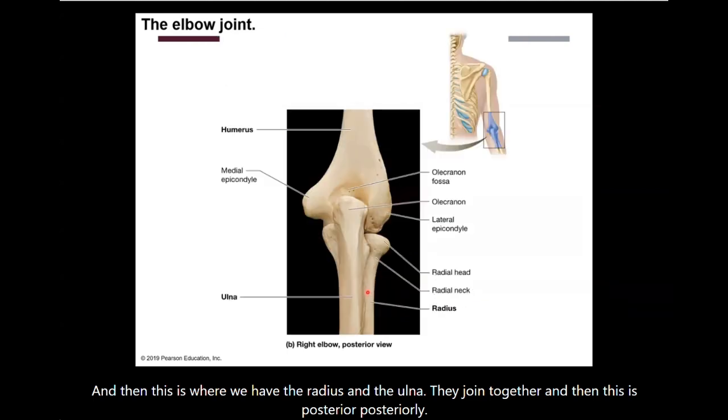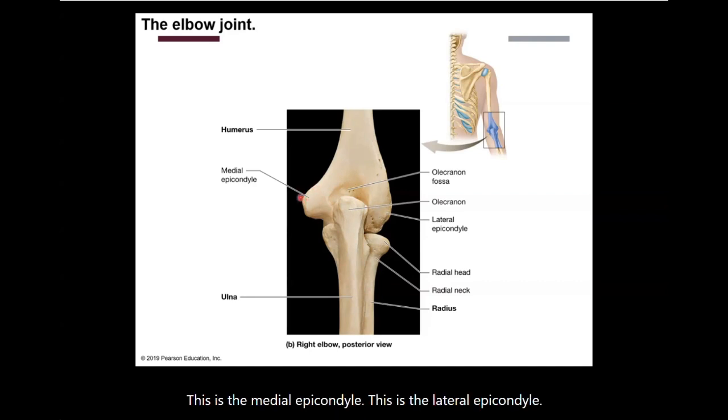And then posteriorly, this is the medial epicondyle, this is the lateral epicondyle, this is the olecranon fossa, this is part of the ulna, this is the olecranon, right? And then this is the radius, and that's it. This is how much it shows because it's posterior.